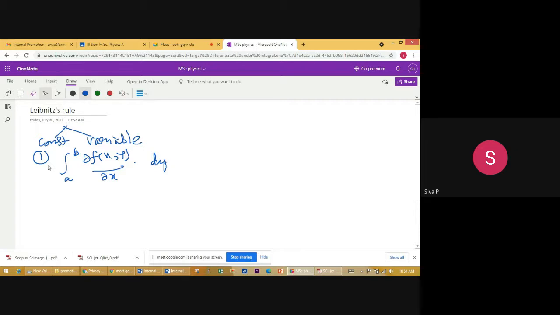d by dx of the integral a to b of f of x comma y dy, that is the left hand side. That is equal to the integral of dou by dou x of f of x comma y dy. It is for the constant limits.